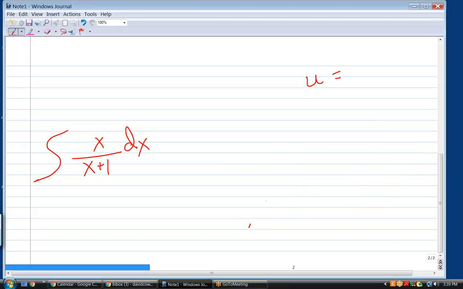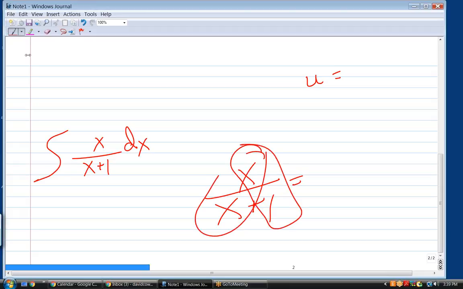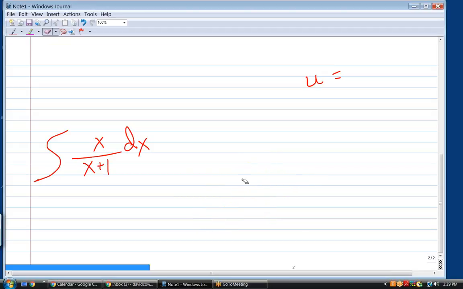When I have x over x plus 1, I cannot separate that into two fractions. That is not that plus that. That's not a legitimate algebraic thing you can do. So right off the get-go, we have a problem with how to solve this. But if we can turn it into where the denominator is a single thing, then we'll be in good shape.